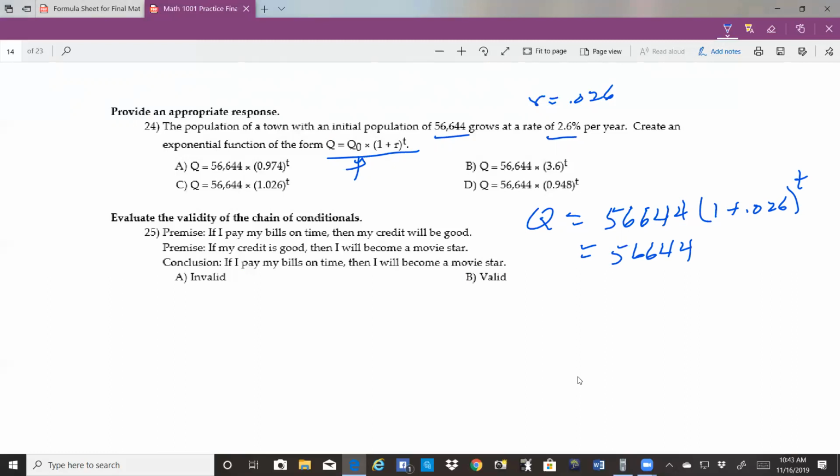56,644 times 1.026 to the t power. So this is exponential growth, obviously, and the answer is C.